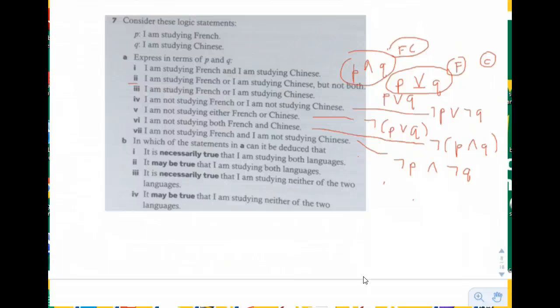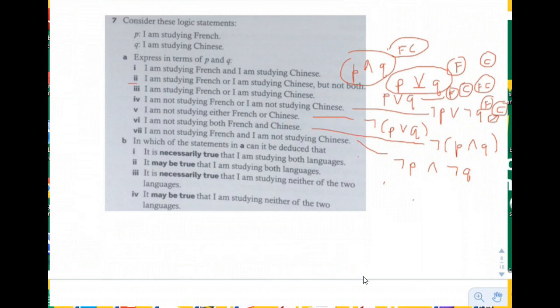Number 3, I am studying French or I am studying Chinese, and it could be both. So I'm going to put that it's French, it's Chinese, or it's both French and Chinese. And what about number 4? I am not studying French or I am not studying Chinese. So he could be studying French and he could be studying Chinese. But he couldn't be studying both, because he's either not studying one or not studying the other. It could be nothing too. So there's French, Chinese, or I'll put an empty set sign.